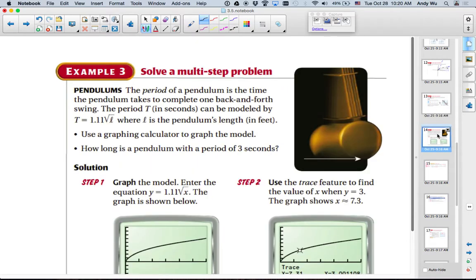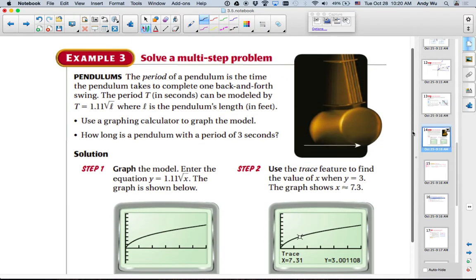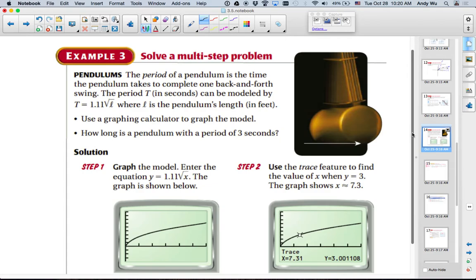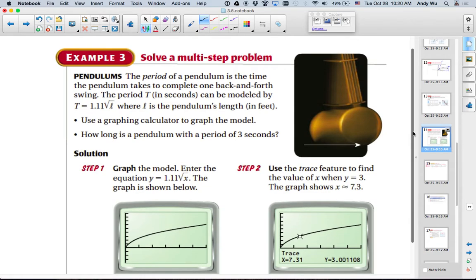One more before we do some examples. This is an example from using a graphing calculator. So again, this is a natural law. This is always true. The period of a pendulum is the time the pendulum takes to complete one back and forth swing. So it goes to the left, right, ding, ding, and that time is dependent on how long the string is. Did you guys know that? It doesn't matter how far you swing it.